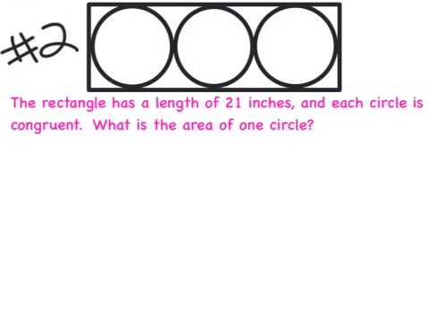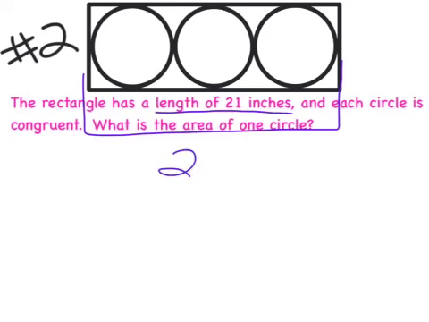Okay, so the next one I'm going to do is number 2 on page 192. And I went ahead and shortened my question just so I have enough room to work on here. It's telling me that the rectangle has a length of 21 inches and each circle is congruent. And it wants to know the area of one circle. Now, if it tells me it has a length of 21 inches, that means from here all the way over here is 21 inches. Okay?